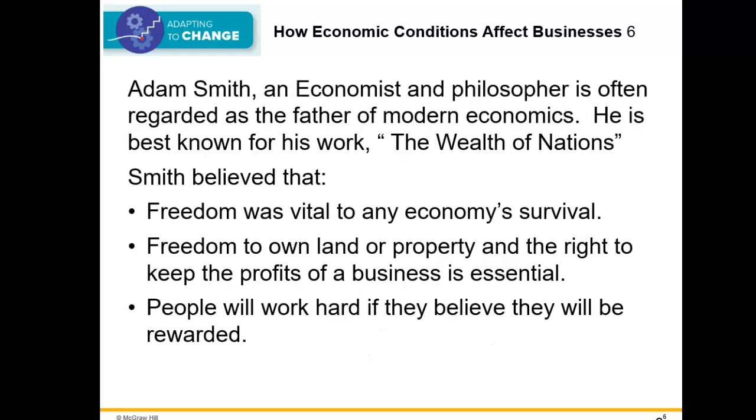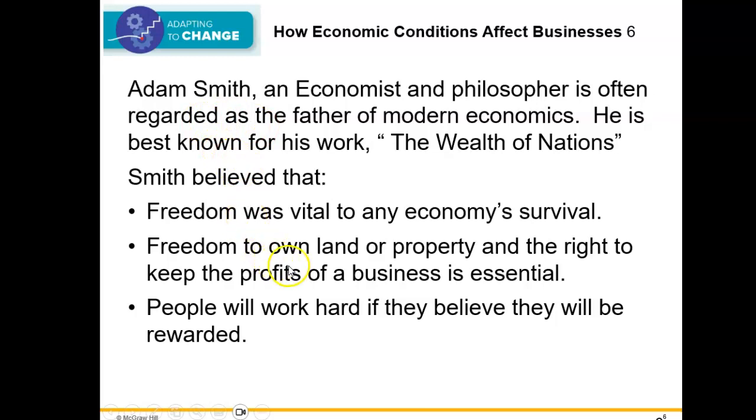Now, have you heard of a guy named Adam Smith? He is considered to be the father of modern economics. Adam Smith was an economist and philosopher, and he wrote some different works. He is best known for his work, The Wealth of Nations. Mr. Smith believed that freedom was vital to an economy's survival. So we're saying in a free economy, he felt that people could survive more.